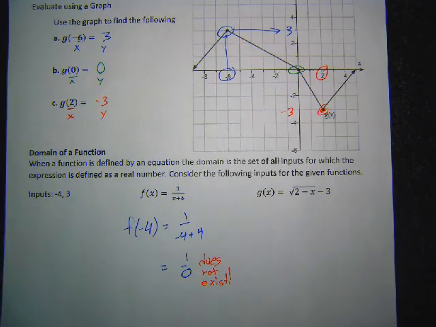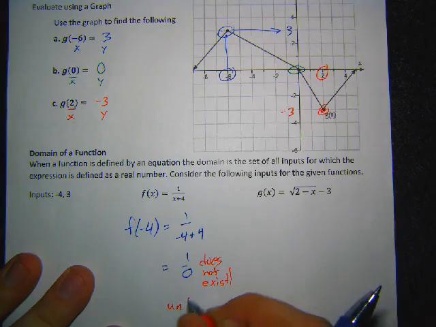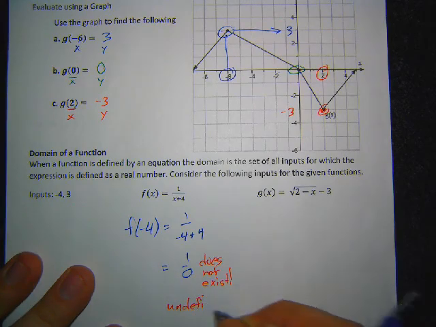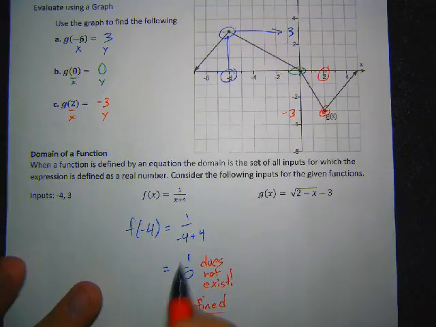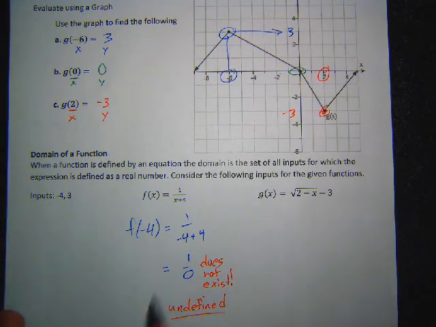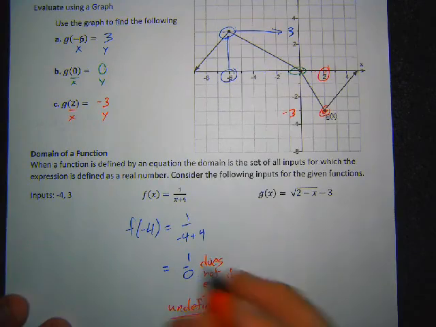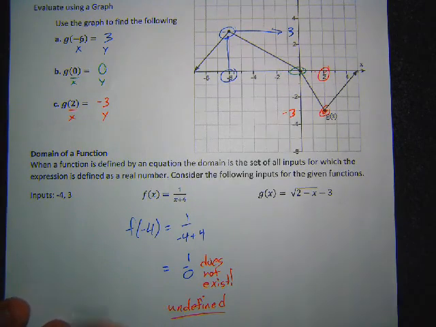The fancy math name for that, we call that undefined. There's no value for which you can divide by 0. You can never do that. It's undefined. So we'd say that this does not work. So this does not give us a real number. So we can't use -4. So -4 is not good.